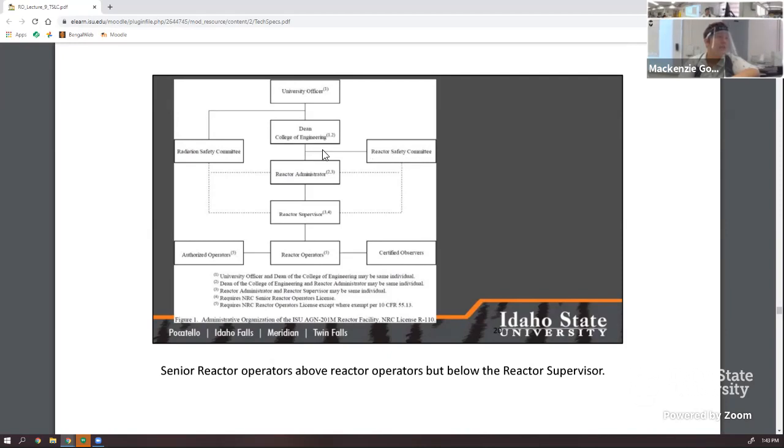Then there's a reactor safety committee that reports to the dean and gets input and gives input to the administrator and the supervisor. And then there's a radiation safety committee that's under the university officer and gives feedback. So understanding how this structure ensures that no unauthorized or unevaluated changes are made at the reactor. We've got our checks and balances, right?